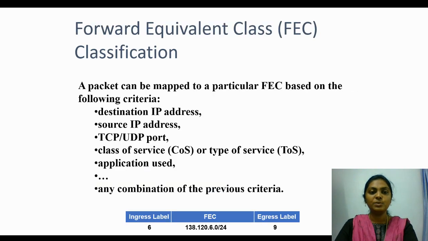Next, coming to the forward equivalence class, as we have already seen in MPLS, the packets can be grouped or classified based on a few characteristics. Those characteristics can be destination IP address, source IP address, port number, type of service, and application used. Based on any of these parameters or a combination of them, the packets can be grouped and they can follow the same LSPs to reach the destination.